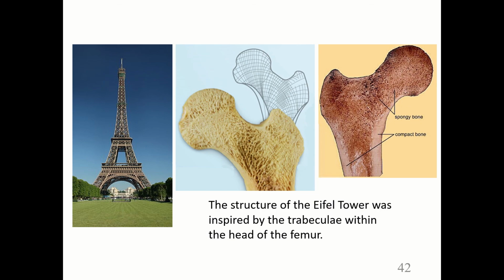Fun fact, the structure of the Eiffel Tower was inspired by the trabecula within the head of the femur. So Monsieur Eiffel, the architect who designed and drafted the Eiffel Tower, noticed that when looking at a femur that had been sawed in half, the lines of stress were laid as such. And look at how it corresponds to the design of the Eiffel Tower. That way he was able to build a very tall, lightweight structure that was yet strong.